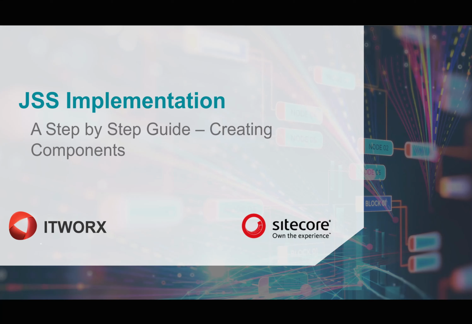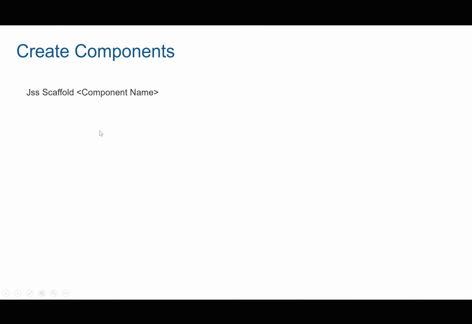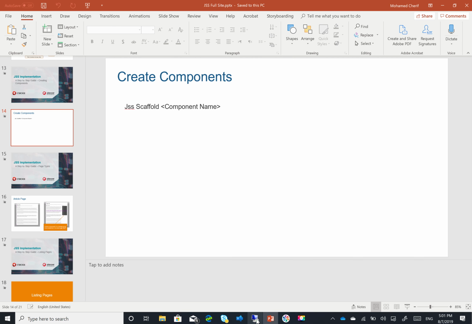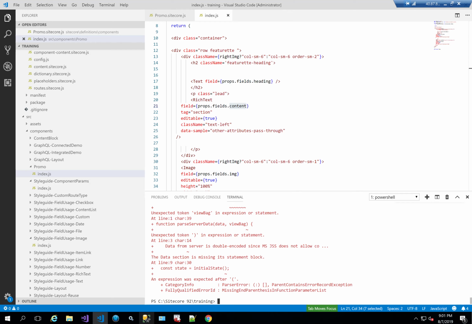Hi, in this video we're going to look at how to create components using JSS. The first thing we need to do is create a JSS scaffold, or call JSS scaffold, and name the component. What we're going to do in this demo is create a promo component.